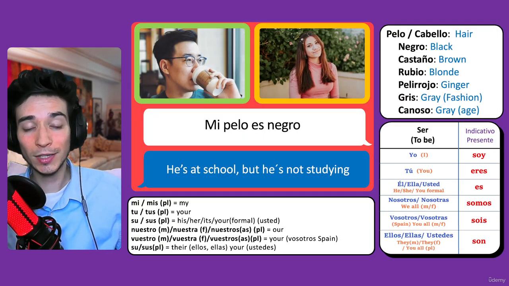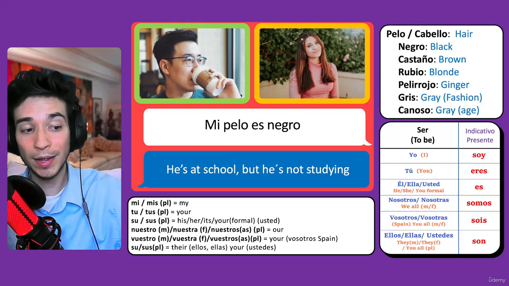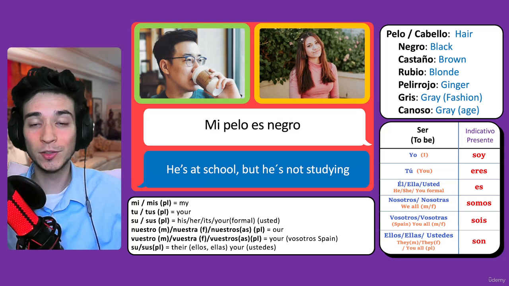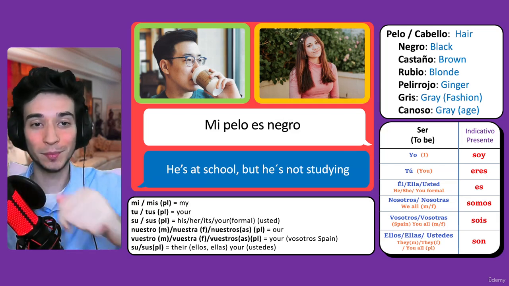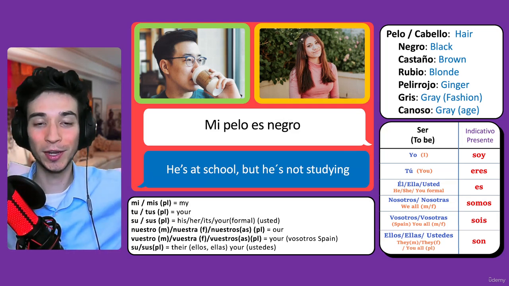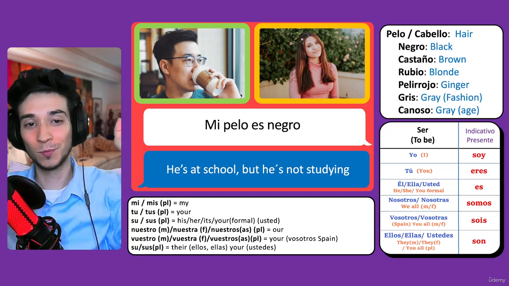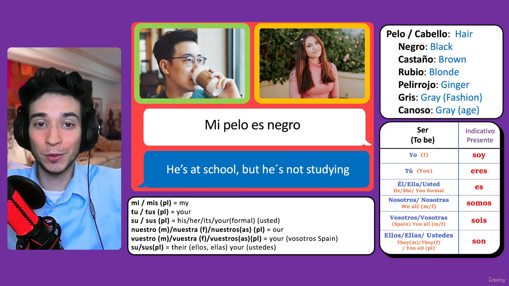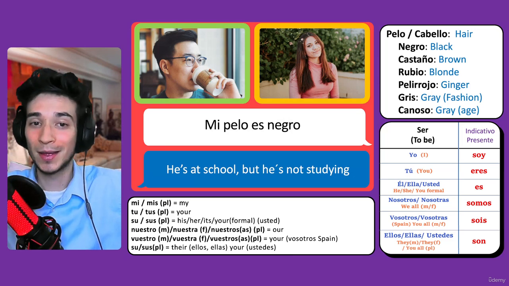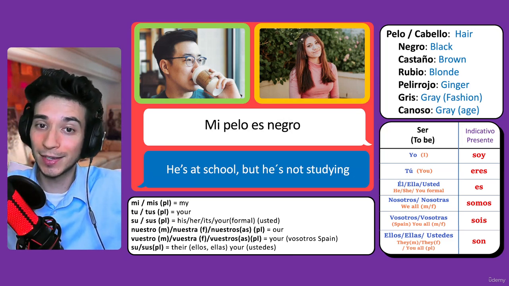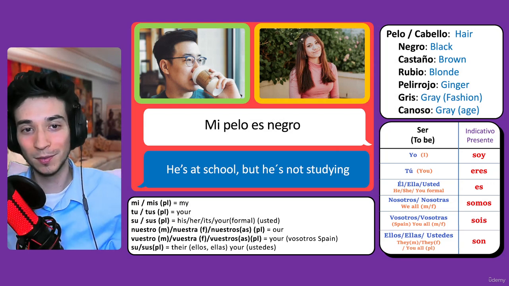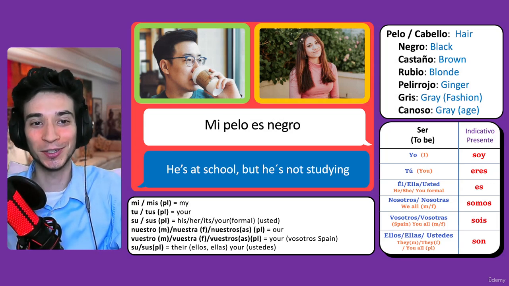Okay, the next one. Mi pelo es negro. My hair is black, and we have a technical problem because that's not the right English word. But okay, we'll pass it by. Mi pelo es negro. My hair is black. Ignore the technical mistake with the English translation.